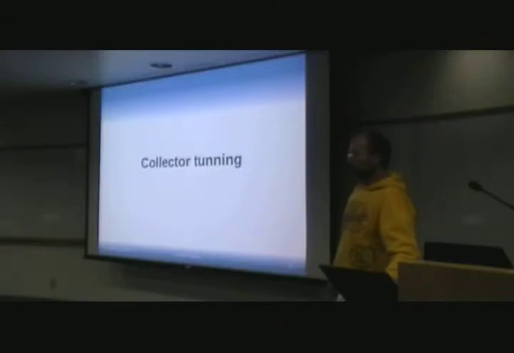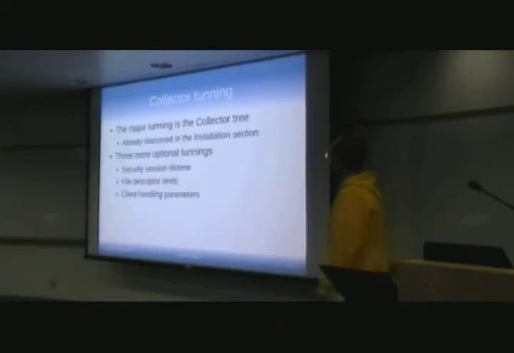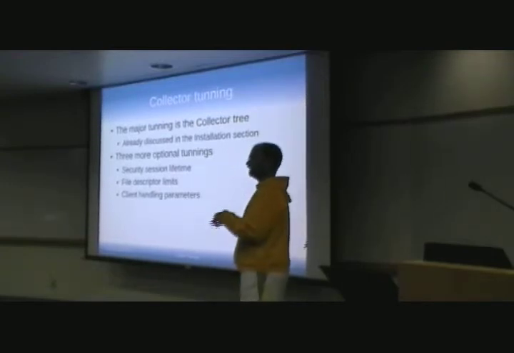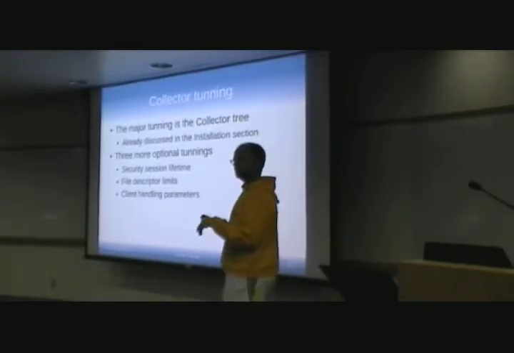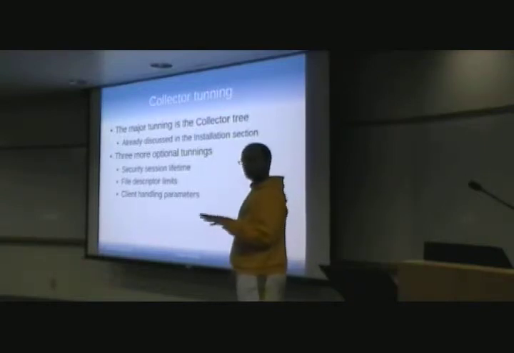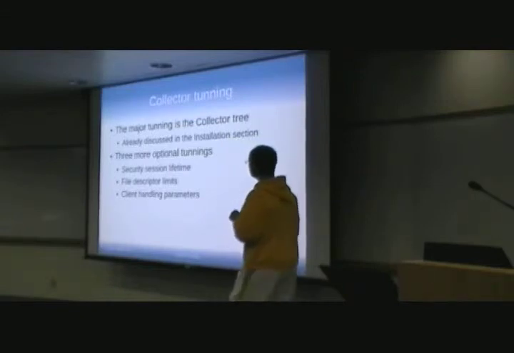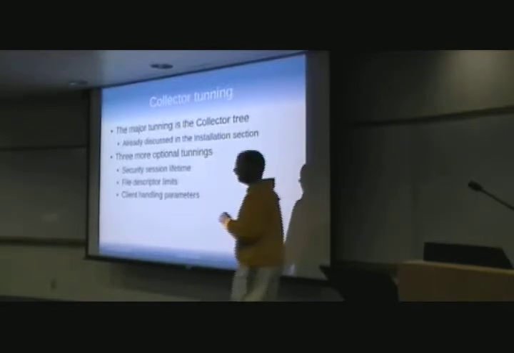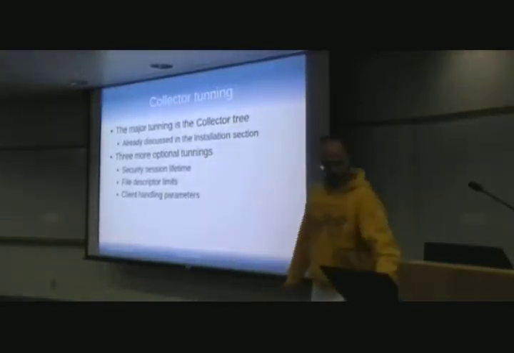That's all there really is for the negotiator. Let's see what we usually do for the collector. Most of what I'm describing you get automatically if you do it with the installer, so you know why it is there. So the major tuning is the collector tree. You need it. Without it, nothing will work past a few hundred gliders. And we've already discussed this in detail, so I will not go into it anymore. But there are two optional settings that you might consider for your gliding pool.